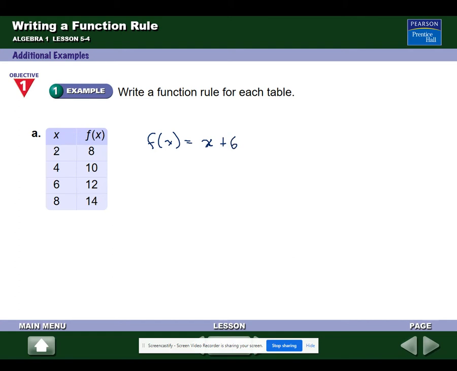You took the x, which is 2, you added 6, you got 8. You add 6 here, you get 10. You add 6 here, you get 12, etc. So in general, what you're doing is taking the x value, the number in the x column, and adding 6 to it. So this would model that whole table and anything else that fits that pattern, if you will.